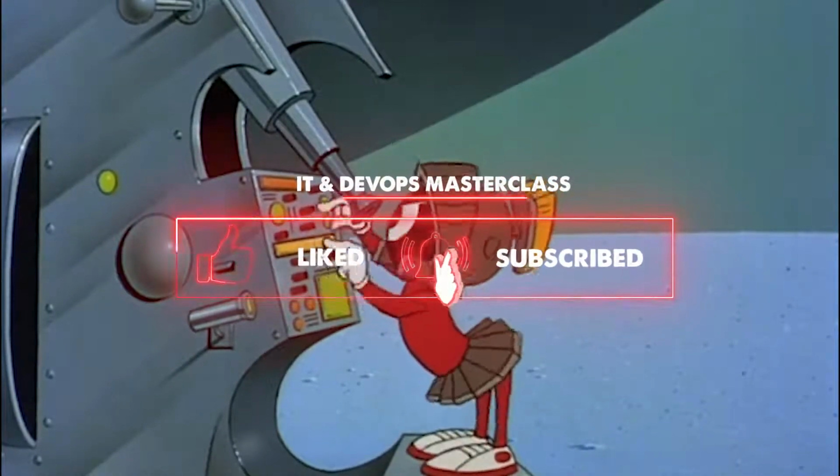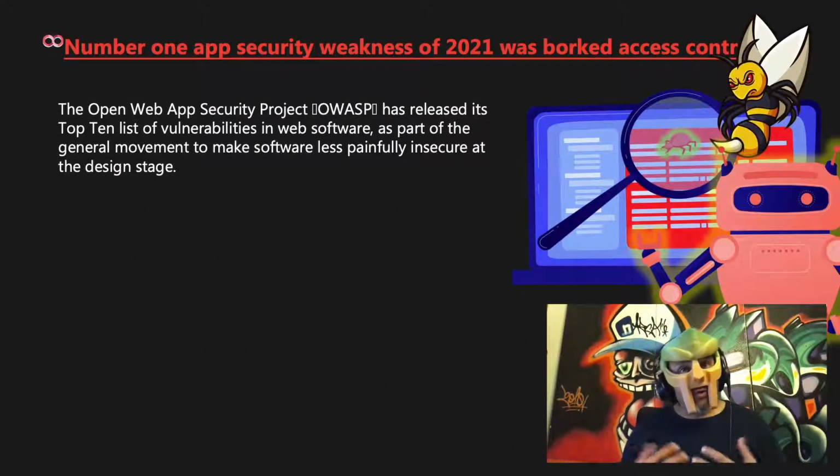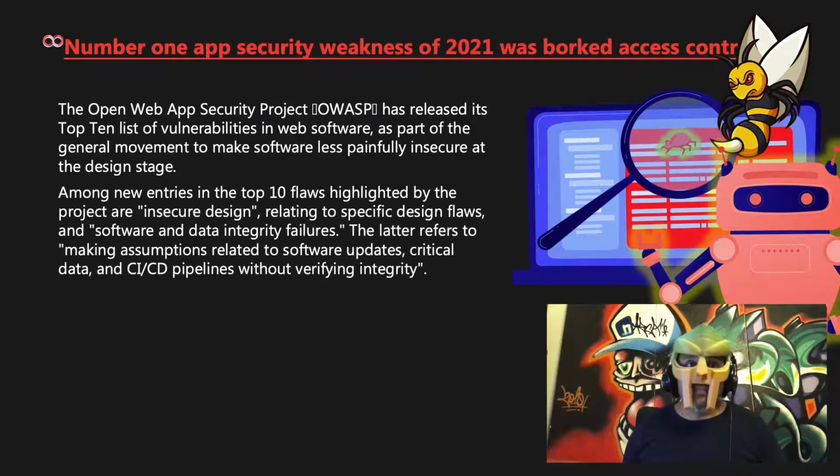The Open Web App Security Project, also known as OWASP, has released its top 10 list of vulnerabilities in web software as part of the general movement to make software less painfully insecure at the design stage. Among new entries in the top 10 flaws highlighted by the project are insecure design, relating to specific design flaws, and software and data integrity failures.